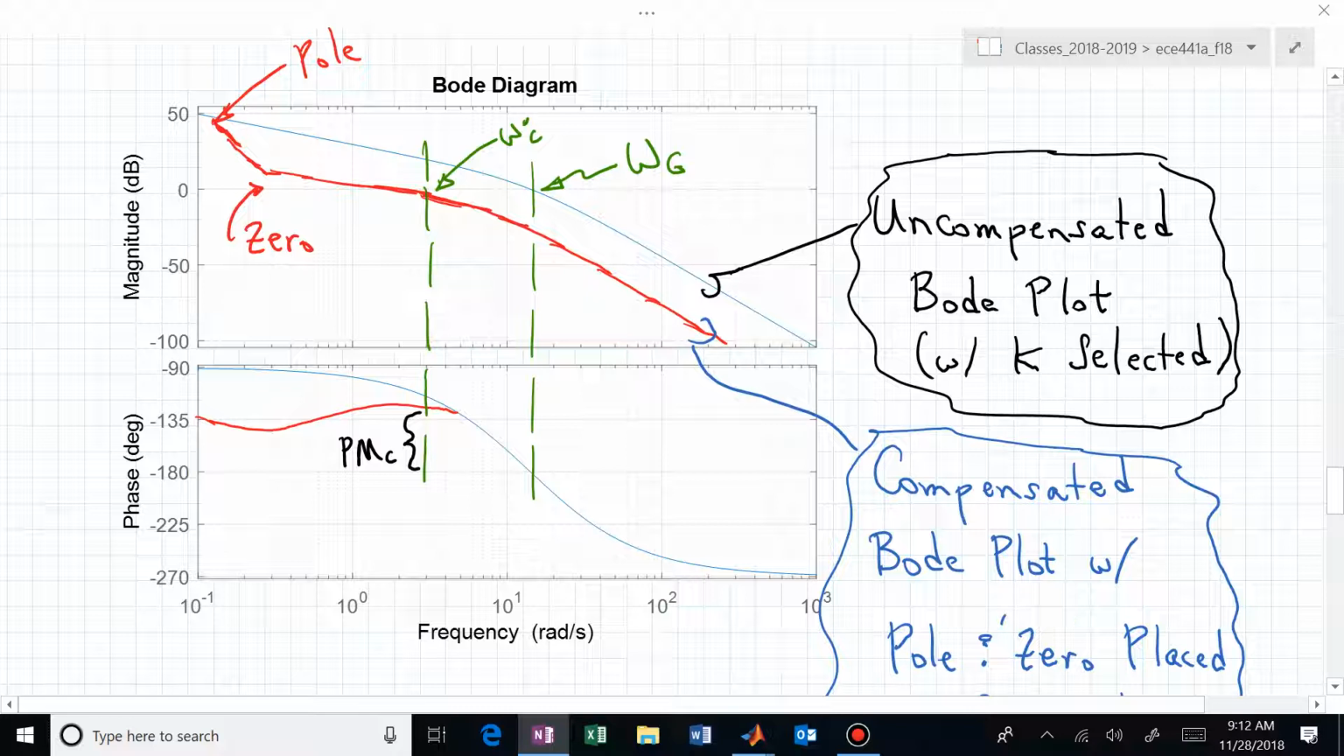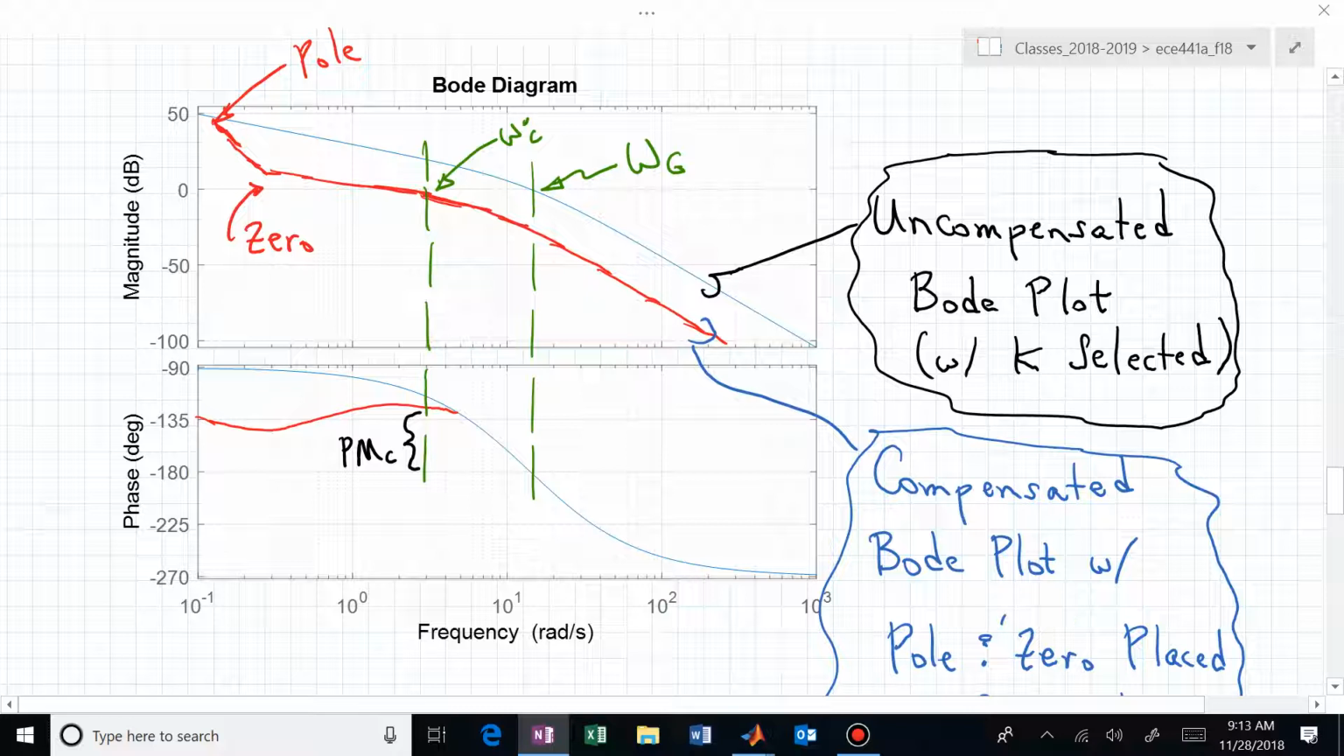B-O-D-E. You just type bode into MATLAB, right? And you can do that on your homework. You can draw the Bode plot with MATLAB and then hand sketch on top of that if you want. So now you've sketched the blue curves. You need the gain, obviously, so you pick the gain to satisfy your steady state error spec. Then you sketch the blue curves, and you could hand sketch those.